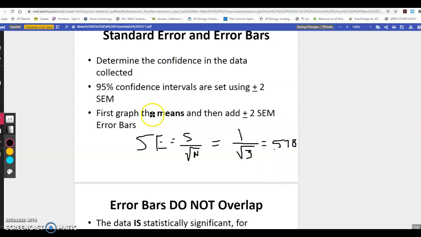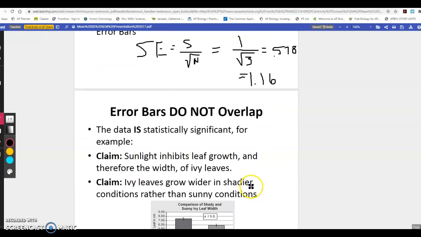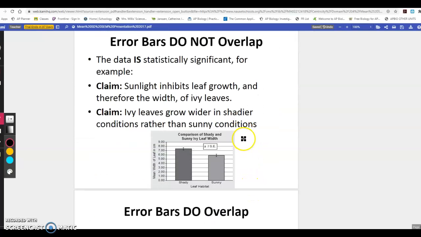But if we want 95% confidence, or in other words, that we're relatively certain that 95% of values will fall within 2 standard errors of the mean, we have to multiply that by 2. And that is 1.16. And that value then is what we are going to use for the error bars, 2 times the standard error of the mean. So we talked about this.